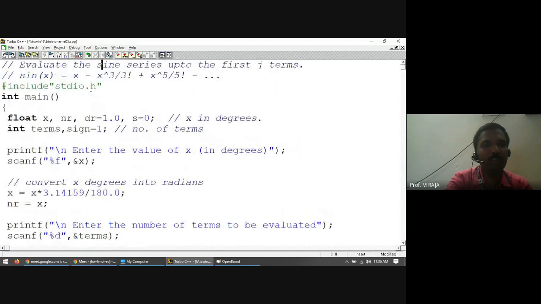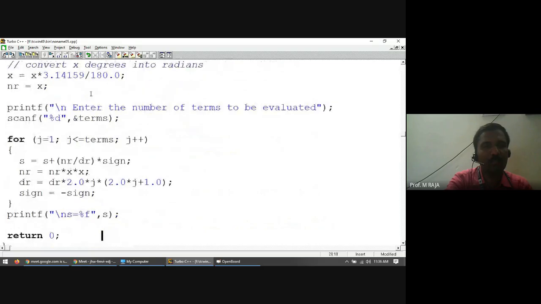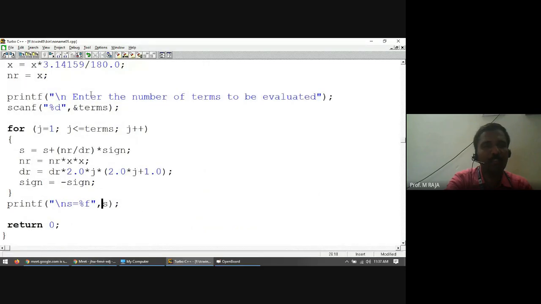Understand the logic? Understand the logic?